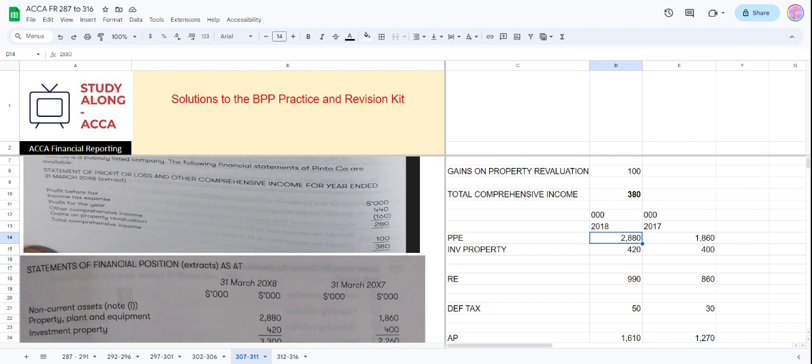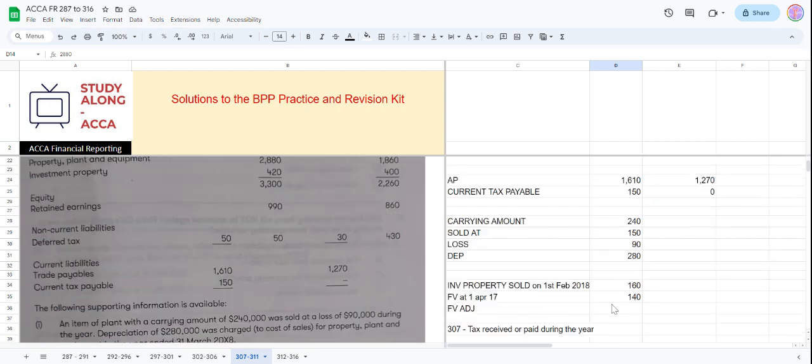So we need to see how much we purchased, and what are the proceeds. So proceeds will be definitely a plus. And so we have two proceeds here. One property we sold for 150. I mean, the carrying amount was 240 and the loss we suffered was 90. So we sold it at 150. The other we sold for 160. So those two will be our cash inflows.